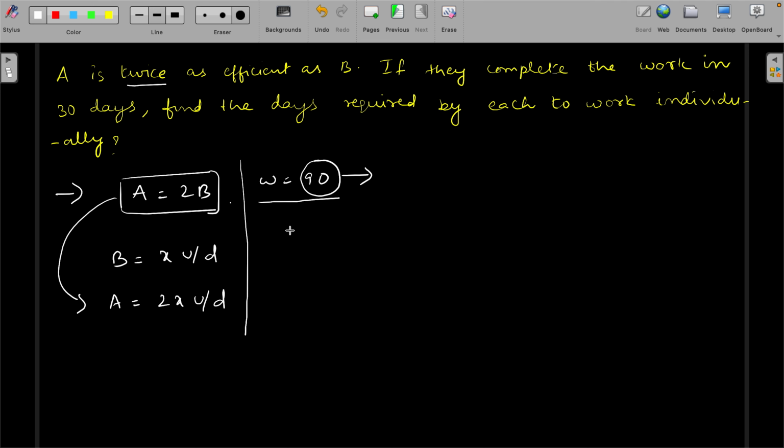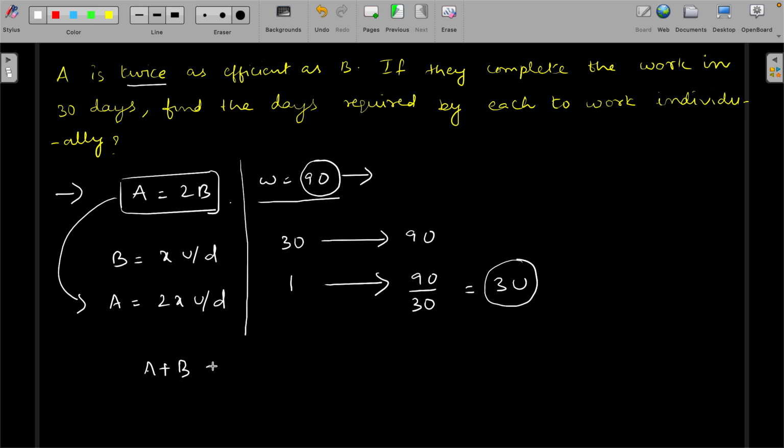So what they have given: in 30 days, 90 units of work is done. Then in one day, how many units of work is done? It is nothing but 90 by 30, which is equal to 3 units. So one day work of both combined is 3 units. So A plus B is equal to 3 units. That means x plus 2x equals 3 units. What is x? x is nothing but 1.